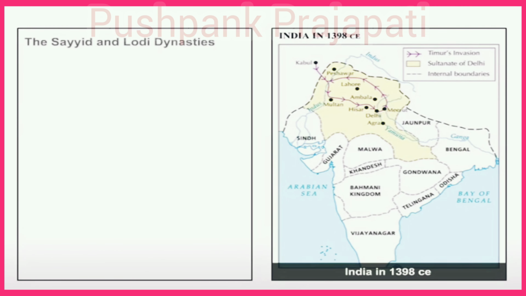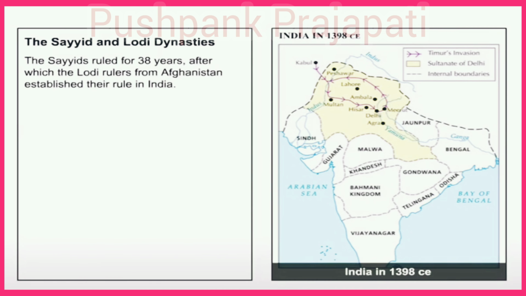The Sayyid and Lodi dynasties. The Sayyids ruled for 38 years, after which the Lodi rulers from Afghanistan established their rule in India. The Lodi dynasty was founded by Behlul Lodi in 1451 CE.